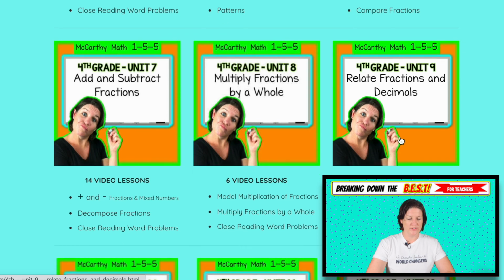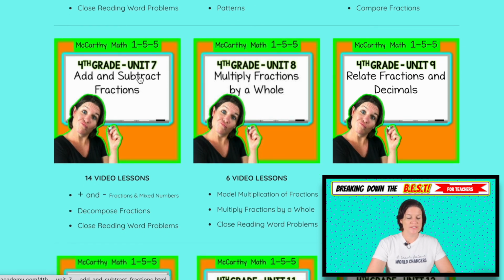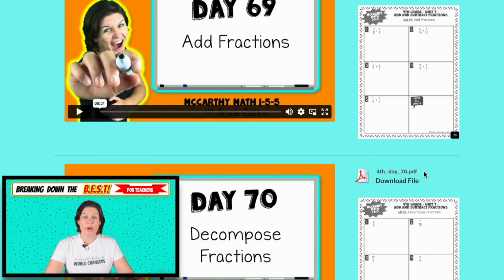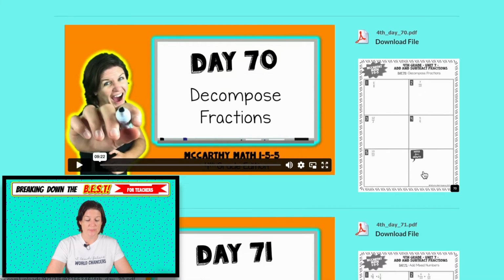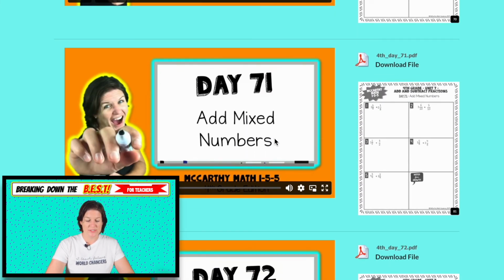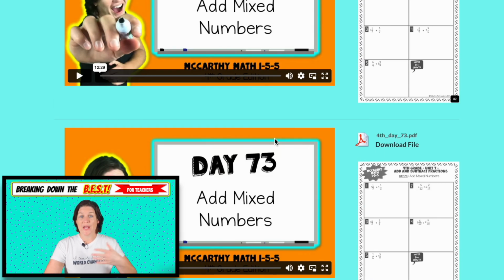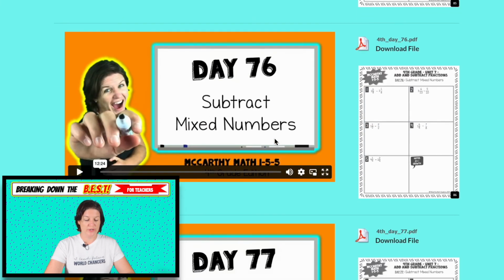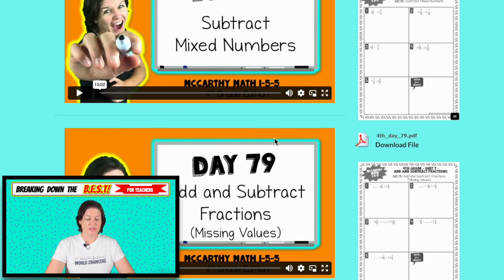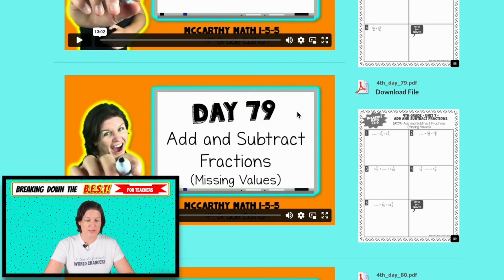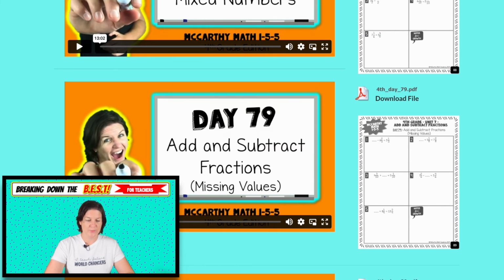Now what we are going to do is go right here because Unit 7 has decomposing fractions right there. Okay, so if your students need help with fractions, decomposing, we've got one right there, day 70, there's an extra video lesson, but you can see we're adding mixed numbers. So when we get to adding and subtracting fractions, there's a lot here for you as well. So one video lesson on decomposing, but there's a lot of support for the other standards that take a little bit more practice. So you definitely want to check this out, okay?